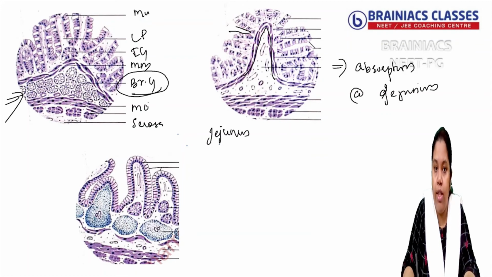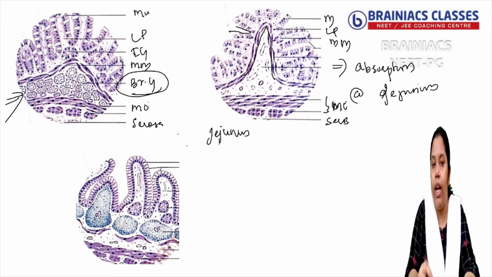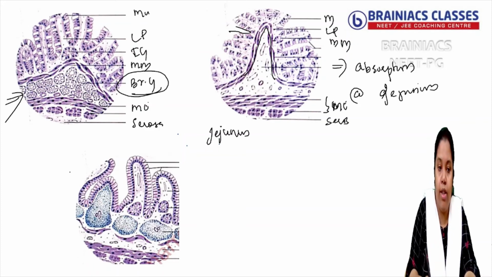And this is the mucosa, this is the lamina propria, this is the muscularis mucosa. This is the submucosa, this is the muscularis externa, and last is the serosa. So you have to say that the prominent villi and microvilli in the jejunum help in the absorption of substances.